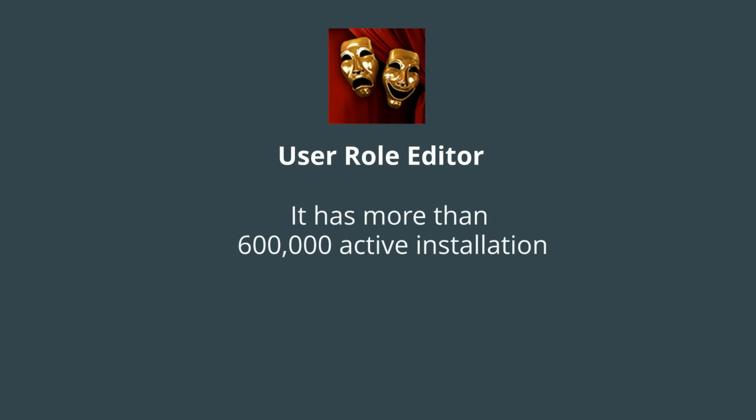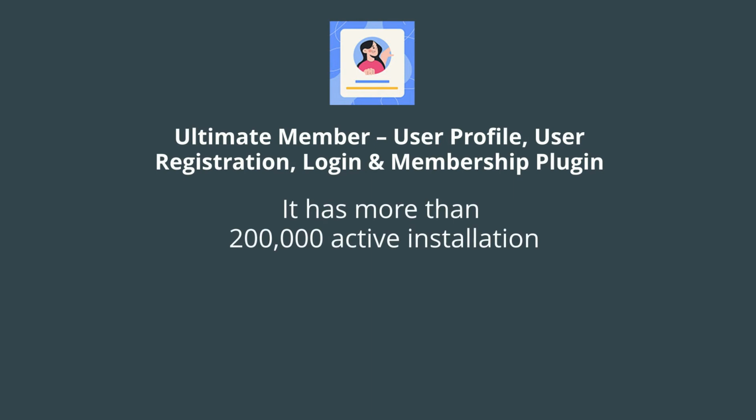At number 1 is User Role Editor. It has more than 600,000 active installations and 209 5 stars. At number 2 is Ultimate Member Plugin. It has more than 200,000 active installations and 931 5 stars.